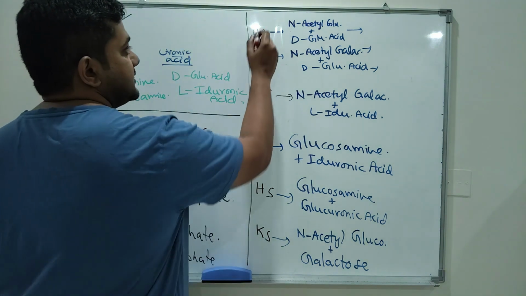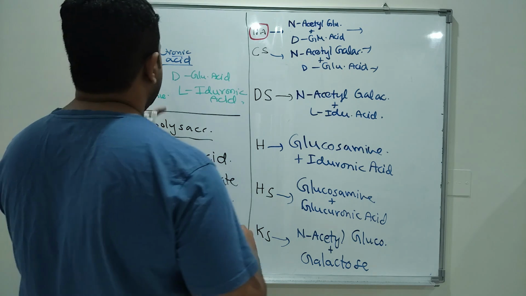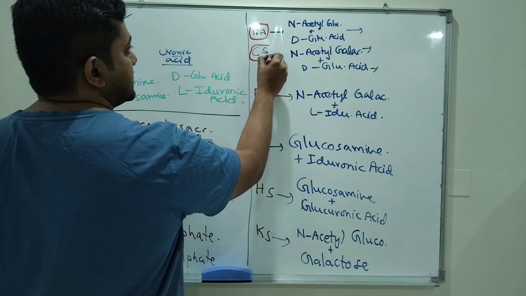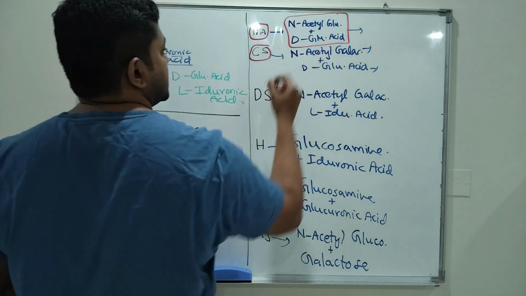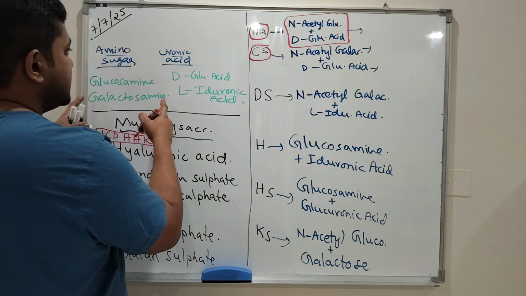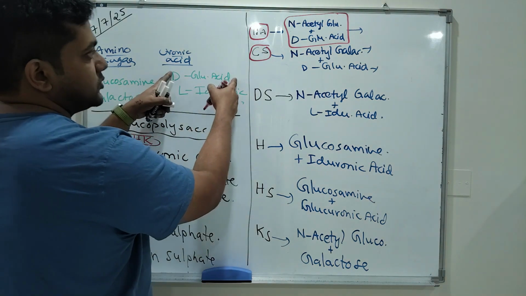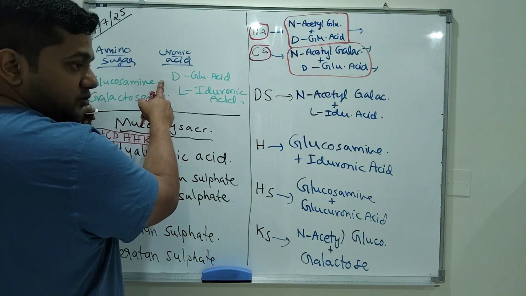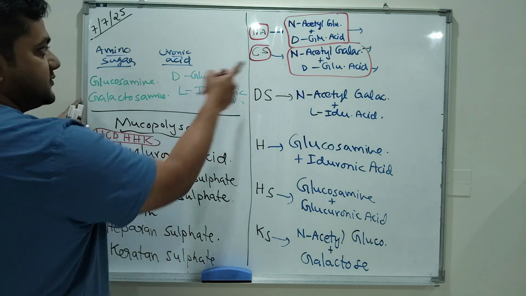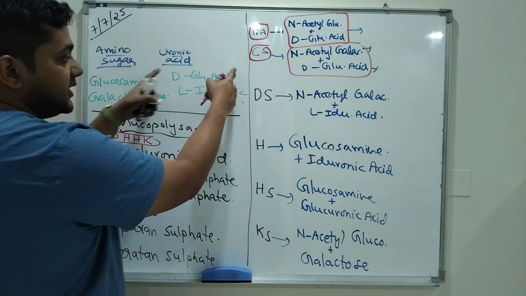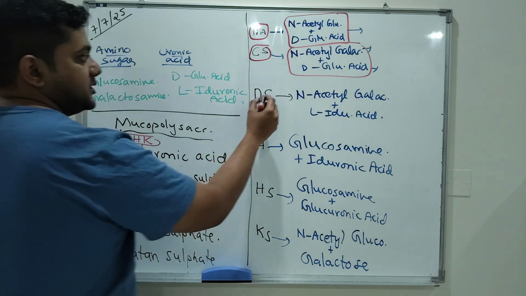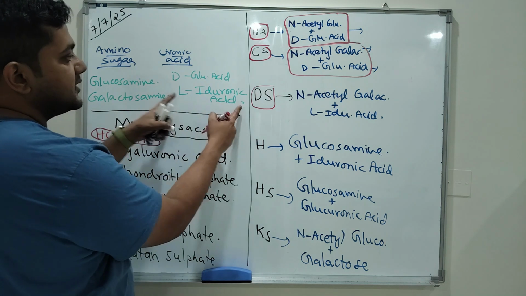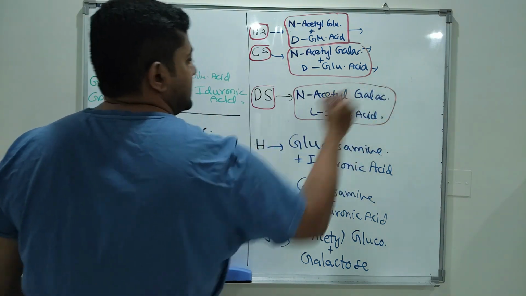Okay, please understand, the first one is hyaluronic acid. For hyaluronic acid, we take N-acetyl glucosamine and D-glucuronic acid. For chondroitin sulfate, we take N-acetyl galactosamine and D-glucuronic acid. Now coming to dermatan sulfate, the next thing, which is N-acetyl galactosamine and L-iduronic acid. Okay, L-iduronic acid.